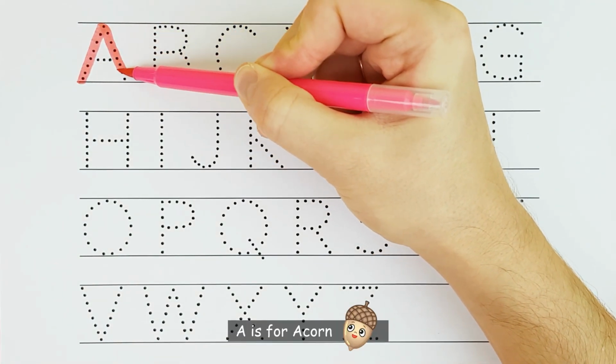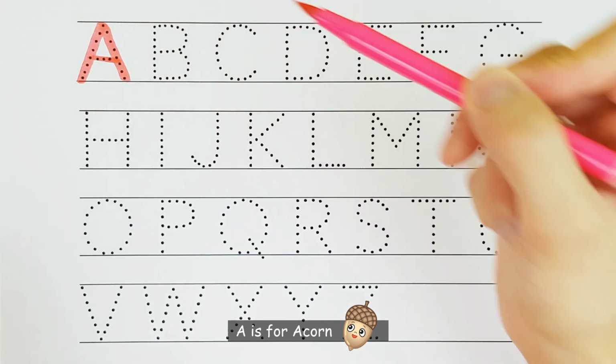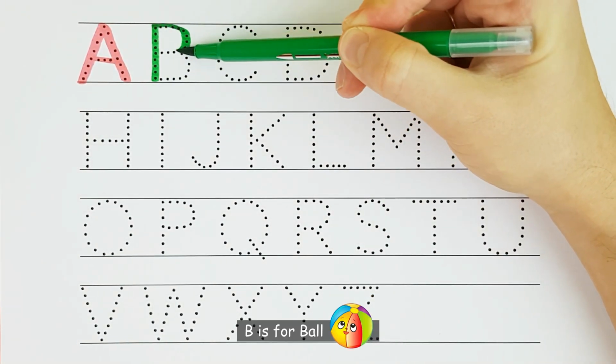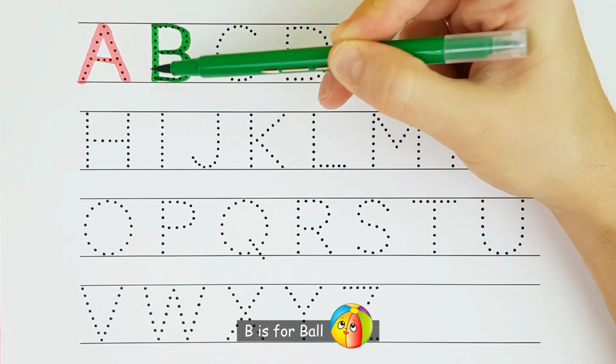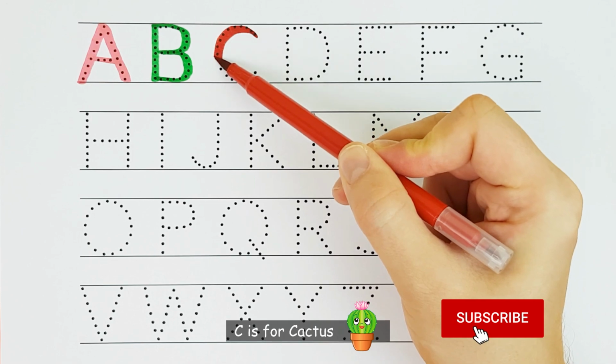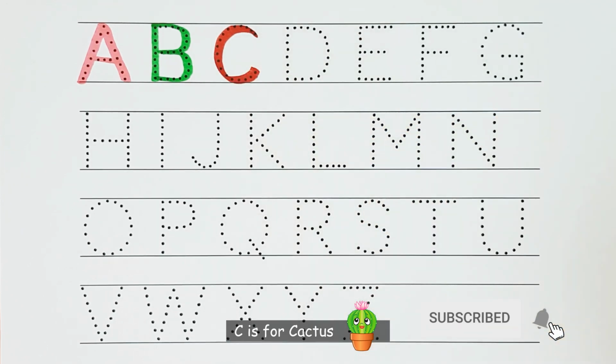A. A is for acorn. A. B. B is for ball. B. C. C is for cactus. C.